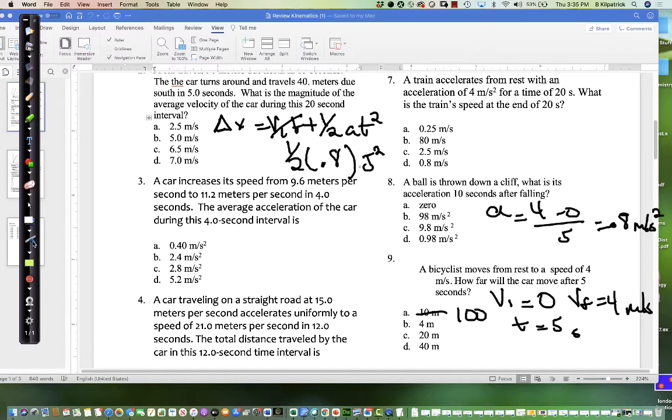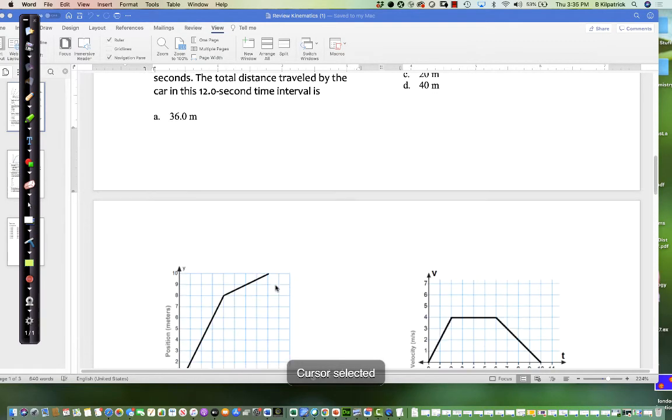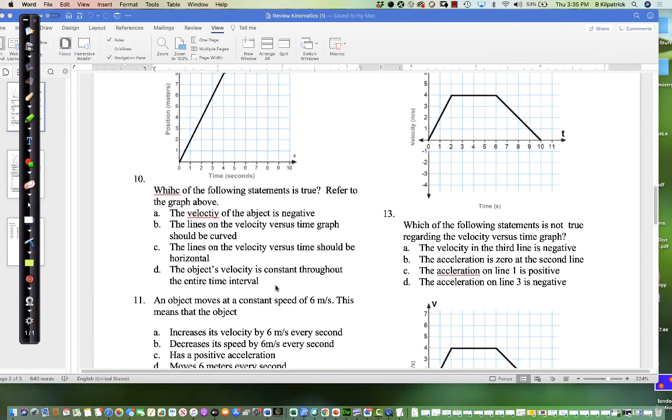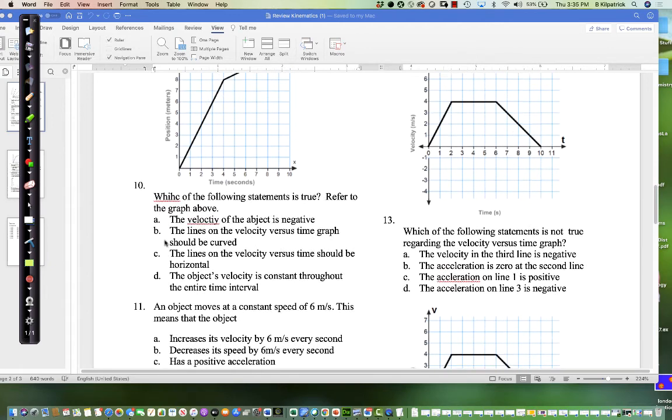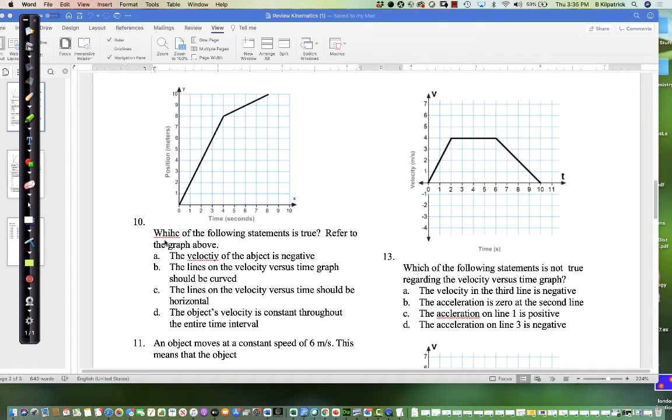All right, so now let's move on to some graphing stuff. Yeah, okay, so I see the typos, it's fine. Typos happen. All right, so which of the following statements is true? Refer to the graph above. Okay, the velocity of the object is negative. Is that true? No, it's positive for both segments.